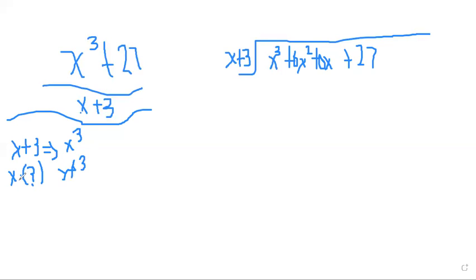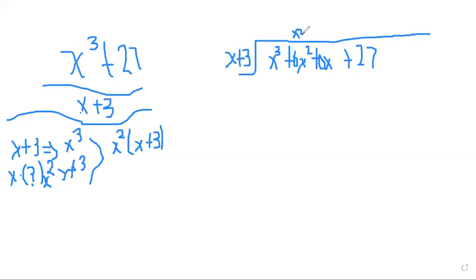What's missing? X times what? It will become x squared. So that lets me know I would take x squared times x plus 3. And that's what will go in my quotient, x squared.